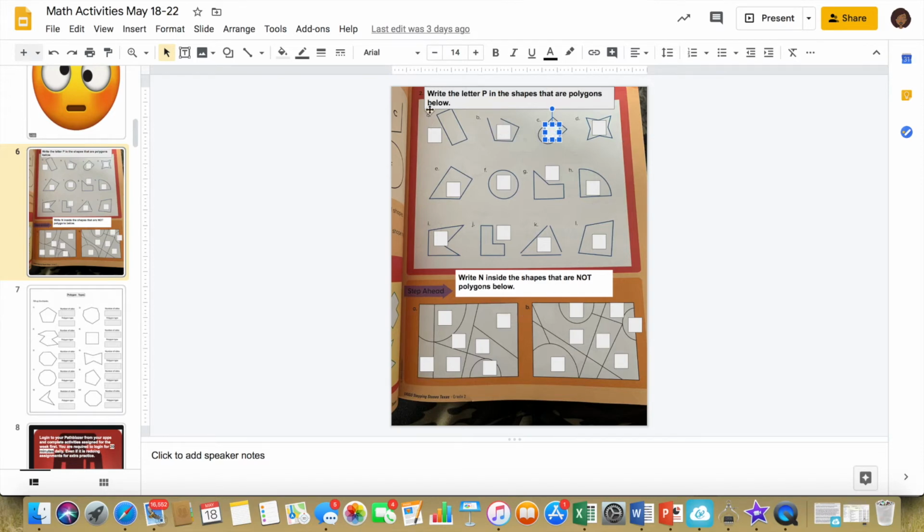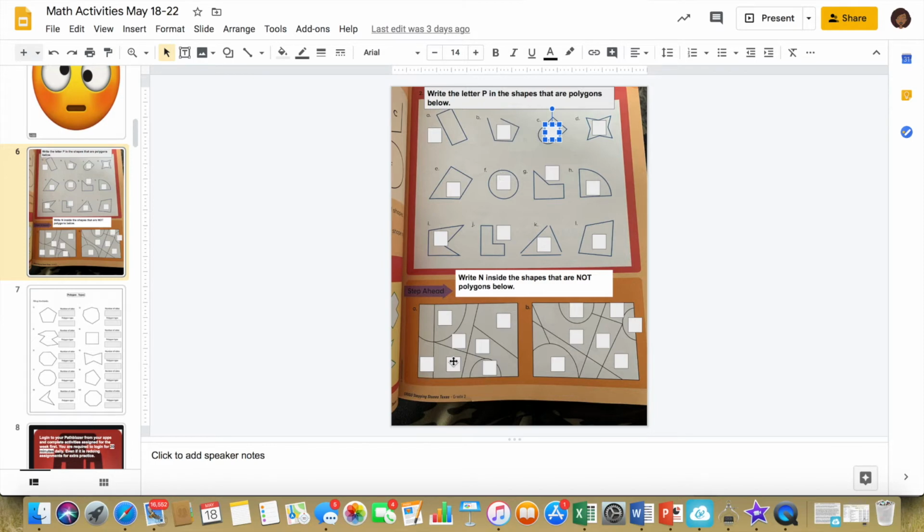Remember, a polygon is going to close. So if you see some open ones that are looking like this and your 2 sides aren't closed, then that's not a polygon. Remember, there's going to be no round sides either for a polygon. So if you have to go back and watch that BrainPOP video to kind of help you remember, I suggest you do that, okay?